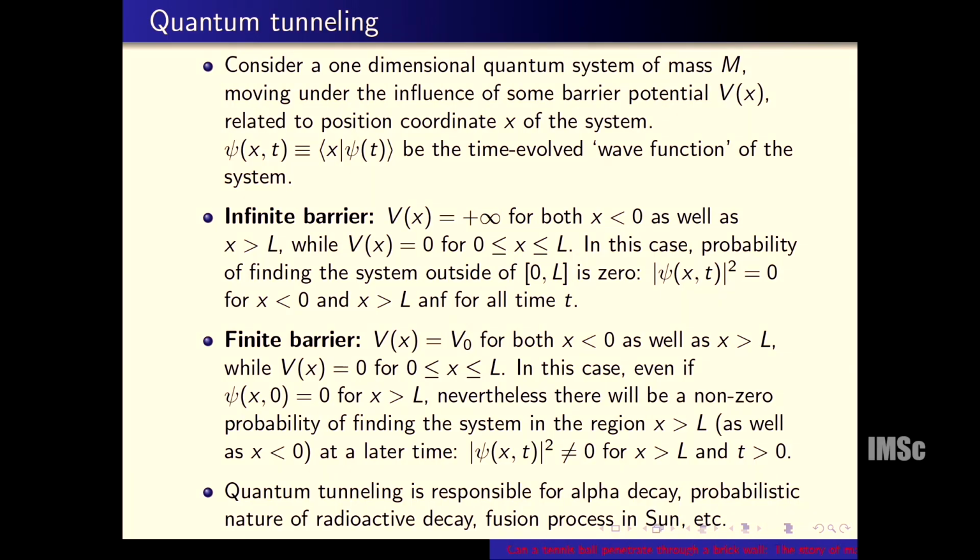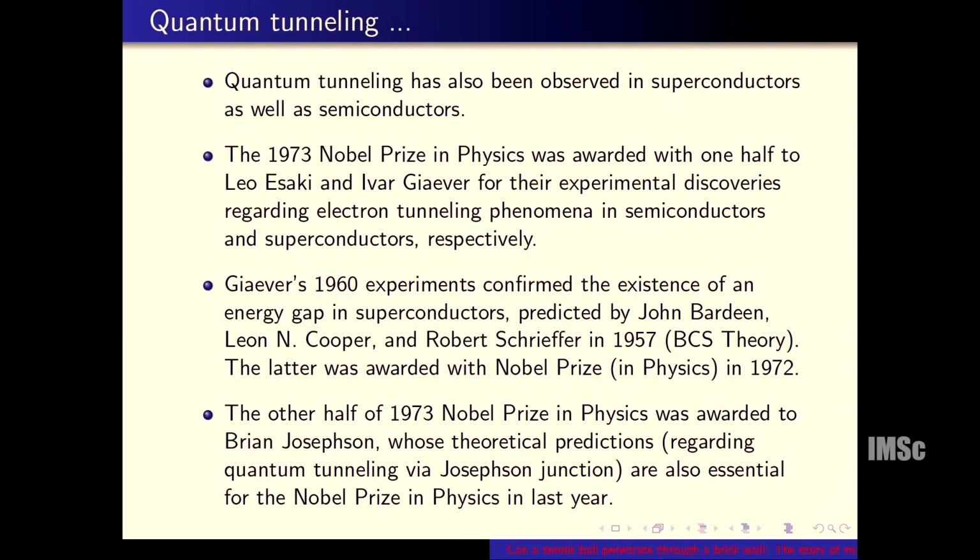Classical world, it never happened, as I said. And for example, as I said, quantum tunneling is responsible for alpha decay and the probabilistic nature of radioactive decay. So radioactivity happens with probabilities. You can figure out what probability it will happen, fusion process in the sun, etc. So there are plenty of phenomena which can be explained through quantum tunneling. Okay, good.